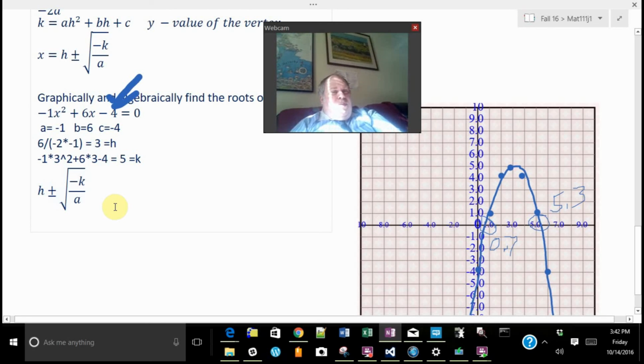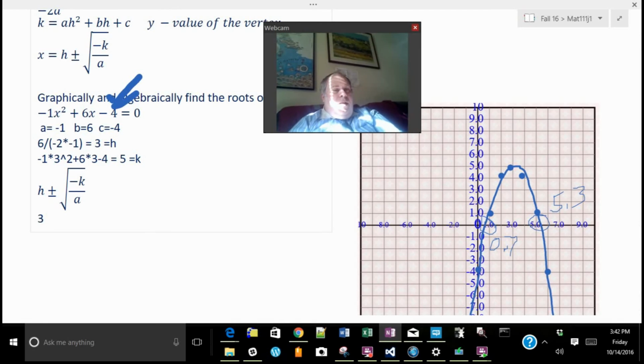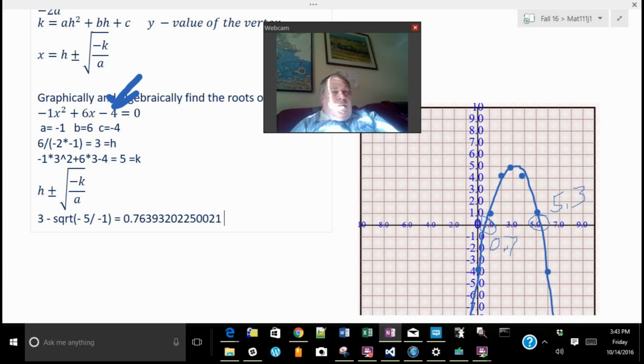Well, h is 3, and we'll start with minus the square root of minus 5 divided by minus 1. And that gives me 0.7, basically, at least within my ability to see this graph.